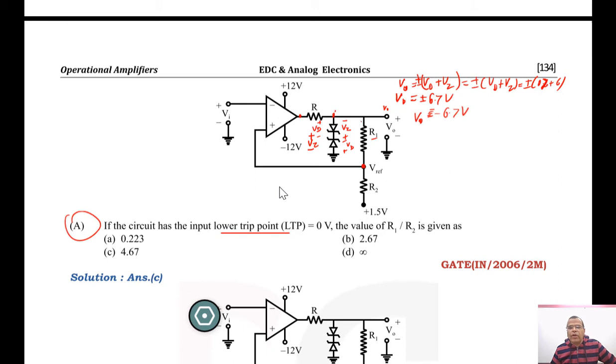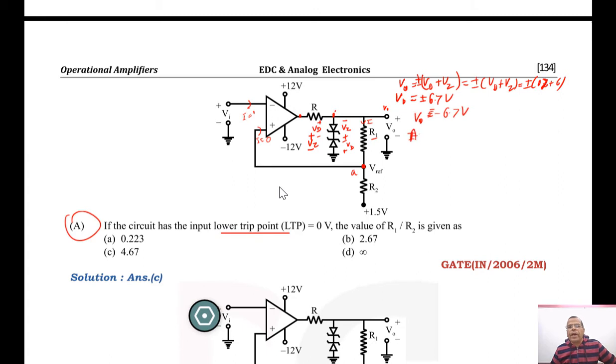First of all, what is the current in this circuit? You can apply KCL at node A. Remember, for an ideal op amp, the current entering into this terminal and this terminal is 0. Why? Because for an ideal op amp, the biasing current is 0.